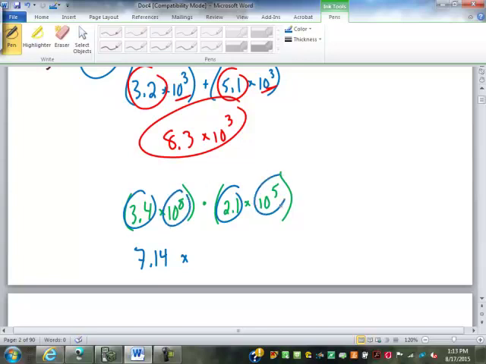10 to the 8th times 10 to the 5th. Now, it'll be a couple weeks before we look at rules of exponents. I wouldn't expect you to know this now necessarily. But 10 to the 8th times 10 to the 5th is 10 to the 13th. We also combine the names.